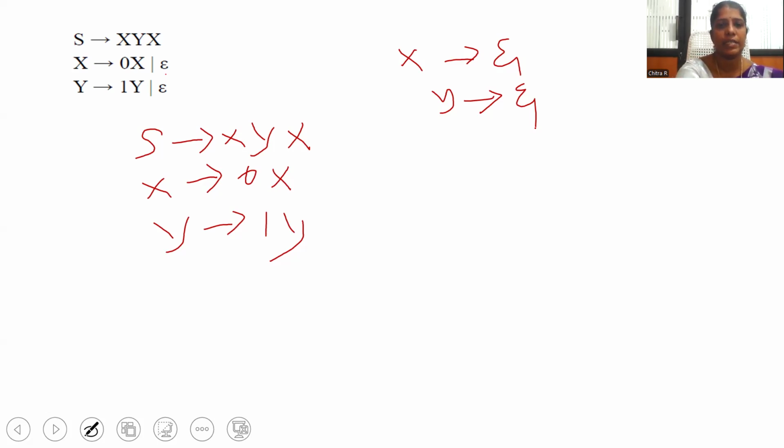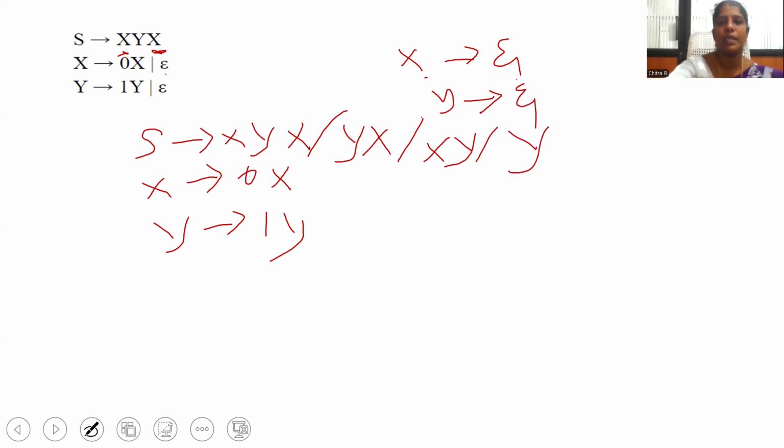Go to the production S tends to XYX. The given production is already there, so I will not change that. Additionally, instead of X, I am going to replace it with epsilon. Epsilon means no string, nothing. So if I replace the first X with epsilon, I will get YX. Then if I replace the other X with epsilon, I will get XY. If I replace epsilon in both X, I will get Y.